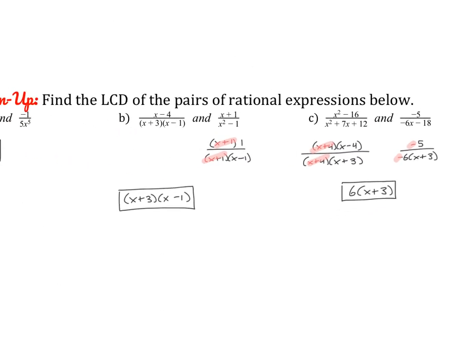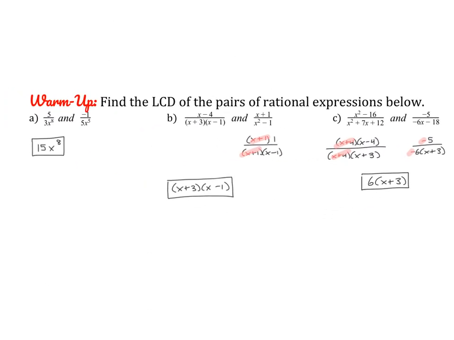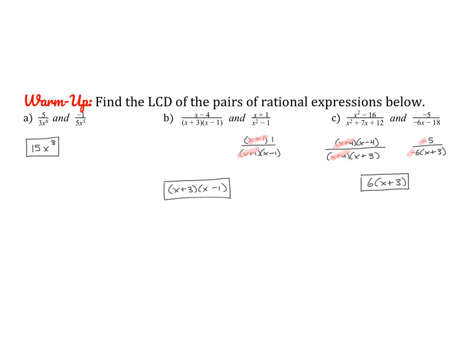So those are LCDs. If you need a quick review on how to do this, go ahead and rewatch the end of my last video, which is when I explained how to find the LCD of rational pairs.